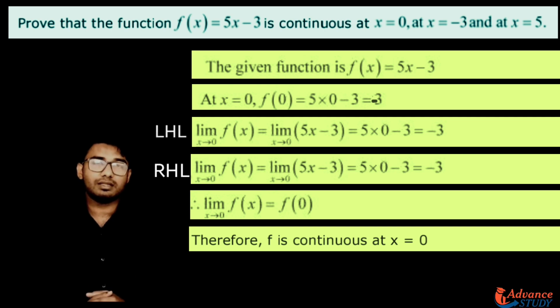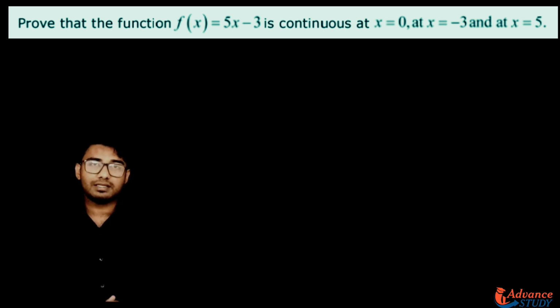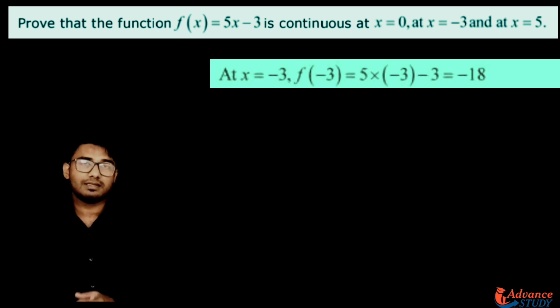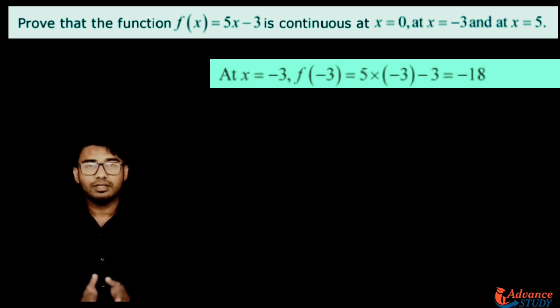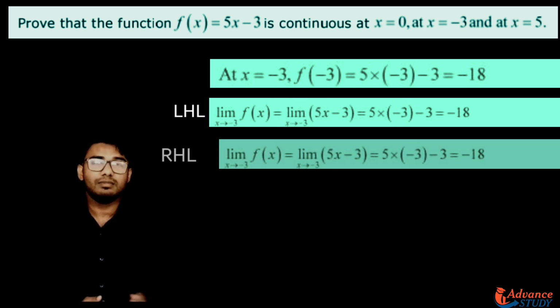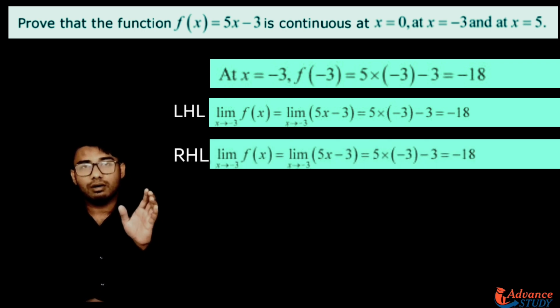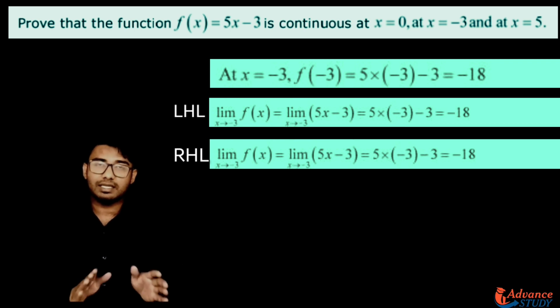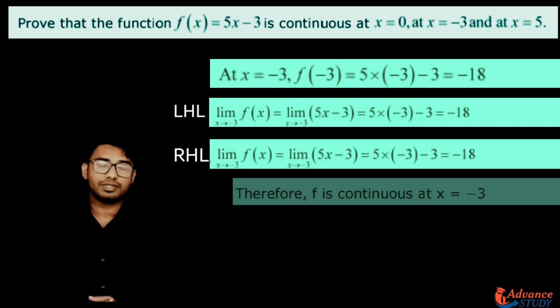Again, when we take the value x is equal to minus 3, firstly we have to put minus 3 in the function like this. We can easily take out the answer minus 18. So when we take the left hand limit, it will become minus 18, and when we take the right hand limit, it will become minus 18. So all the answers are the same. We can easily say that the function is continuous.